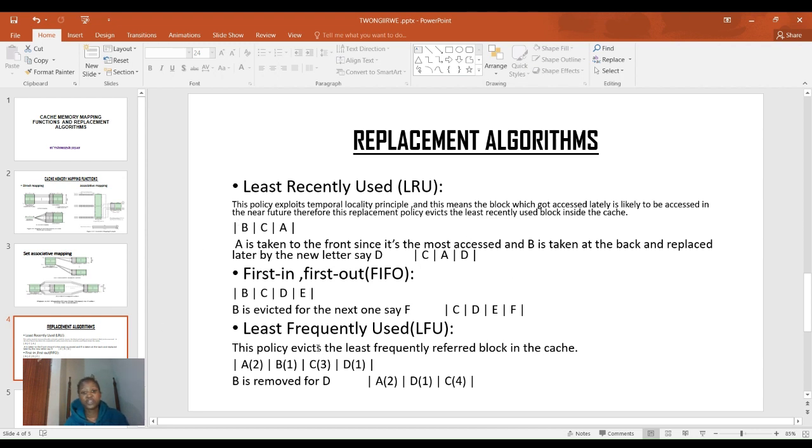Then next we have first in, first out. If the cache is loaded and I still have data to enter, I remove the one that was there first, which is B. So I evict B and replace it with F.